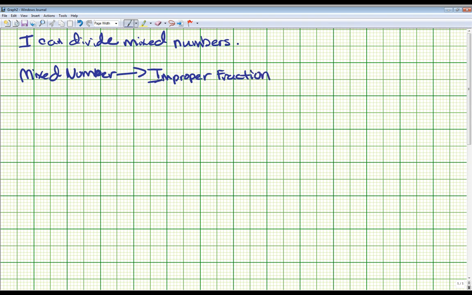Once we've done that, then we can divide our numbers just like we did in our last lesson. So we can do the same, change, flip the fraction. I've already taught how to change a mixed number into an improper fraction, and so we'll review that today as we go through our examples, but we can go ahead and get going on those next. So, still looking at page 72, we'll take a look at our first example.